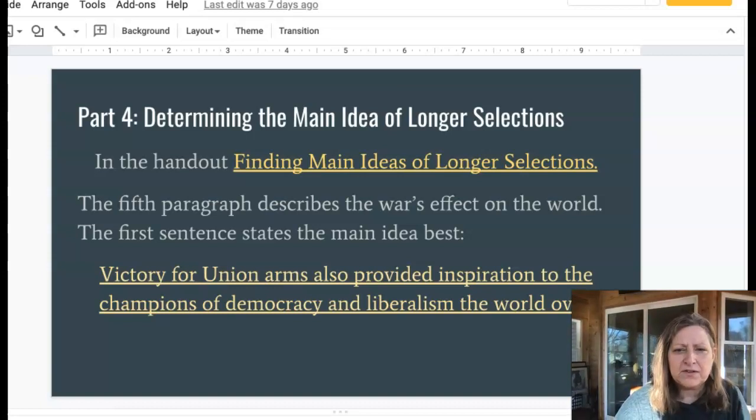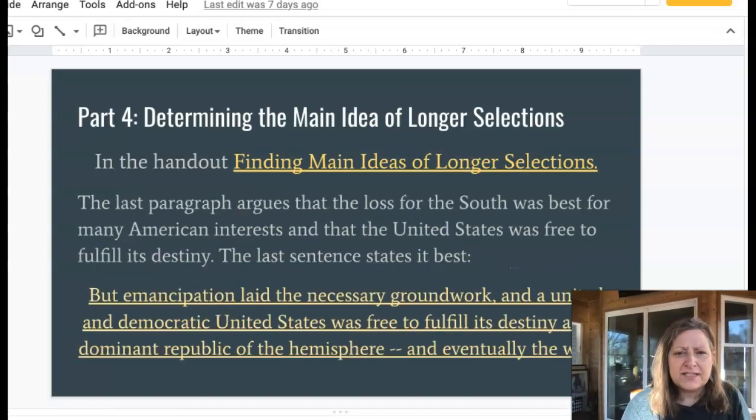But anyway, so the last paragraph, we keep going, argues that the loss for the South was the best for many American interests and that the United States was free to fulfill its destiny. And so the last sentence states that the best. So hopefully those are the ones that you added into the Edpuzzle.